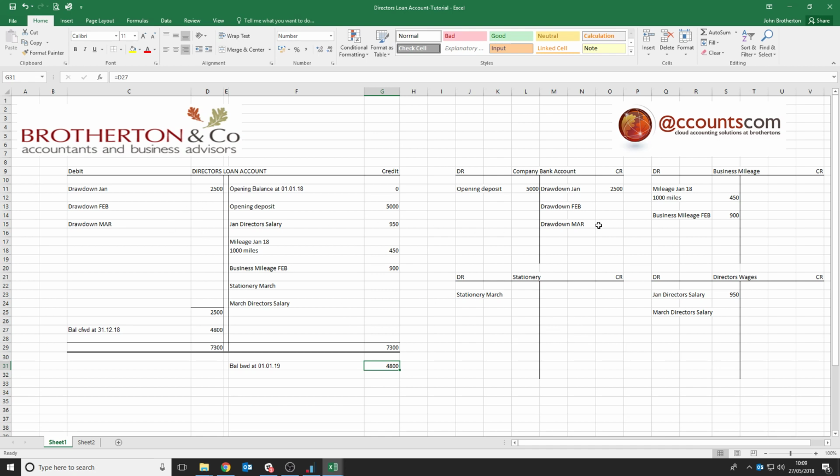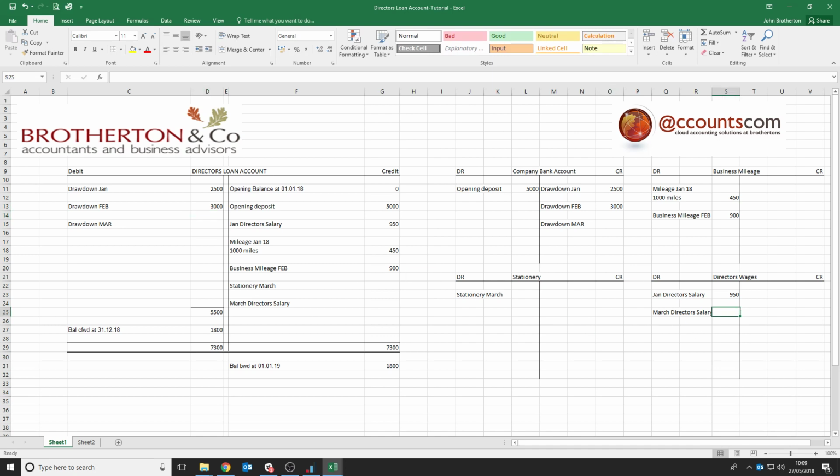In February we may take out, say, £3,000. So we've taken £3,000 out of the bank account in February, and we're net debiting the loan account, so we're netting off against that. So now our figure on the loan account is sat at £1,800. So before we took the £3,000 out of the company, we were owed 4,800. We're now owed 1,800.